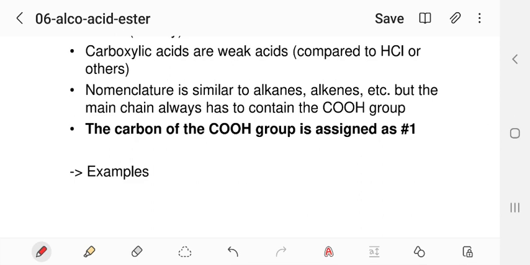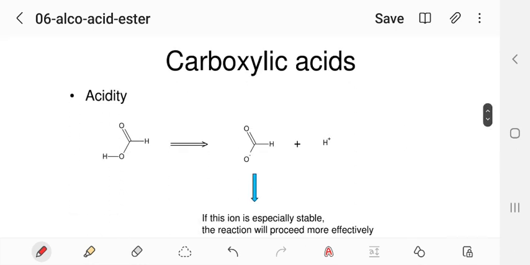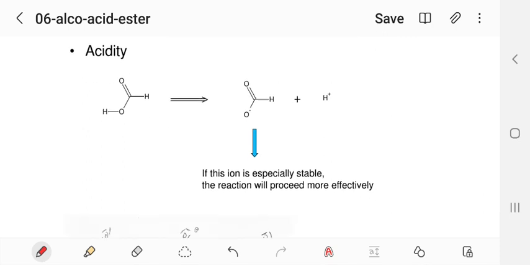their nomenclature, as we said, is similar to the alkanes and alkenes, and it depends on how many carbons we have in the main chain. And always the carboxylic group, of course, this carbon is part of the functional group, and it's always counted as number 1 in the nomenclature. So why is it considered an acid?